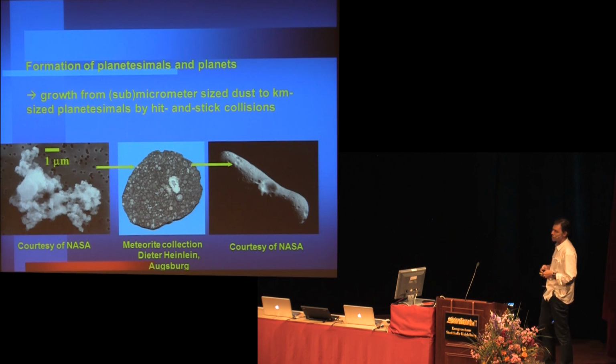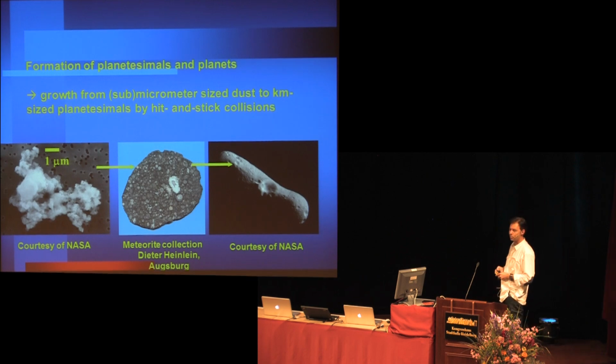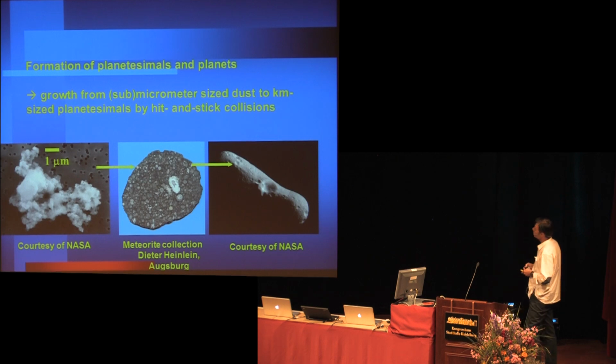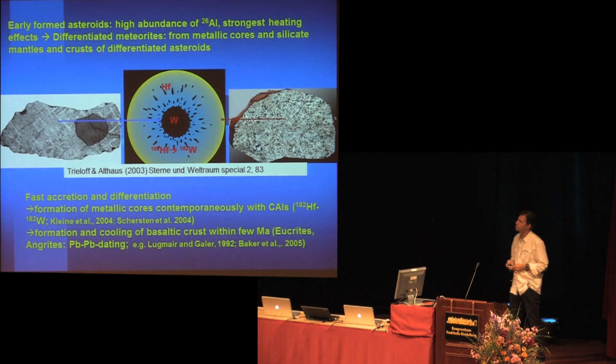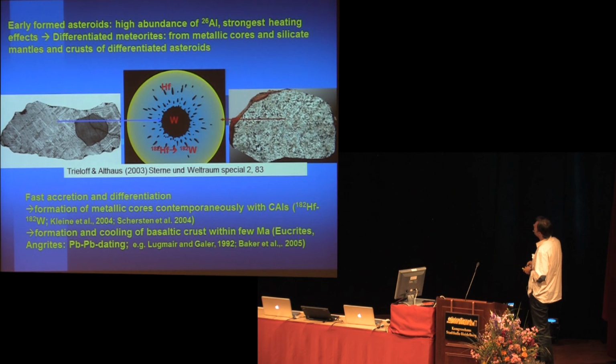At this size, if aluminum-26 is present and decays, then the heat can be easily radiated away because of the rather large surface-to-volume ratio. But if the planetesimals are on the order of 1 kilometer or larger, then the heat can be effectively stored. And the reasoning is that if asteroids formed very early, then they had a correspondingly high abundance of aluminum-26, and these experience the strongest heating effects.